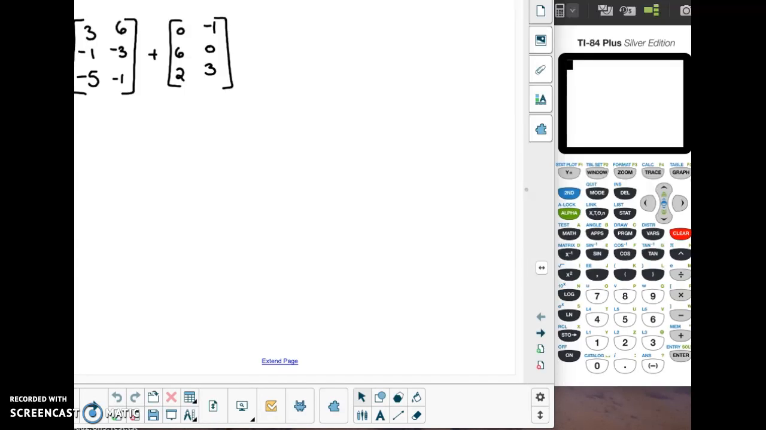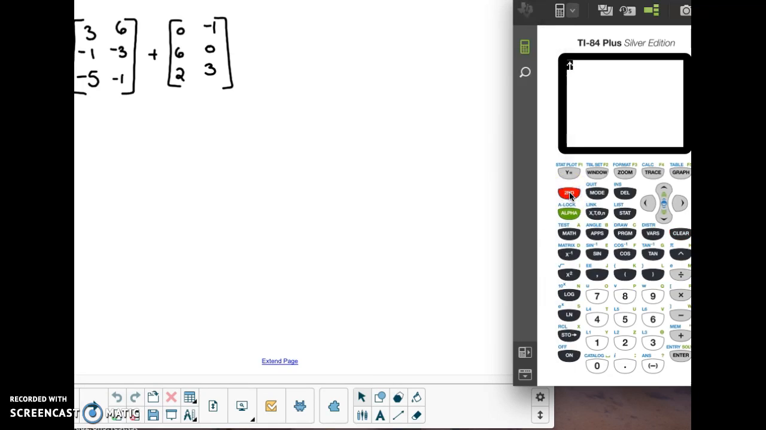Let's use our graphing calculators to do some basic matrix operations. First thing I'm going to do on my graphing calculator is push the second and then the matrix button. And we need to edit, so go to edit. And I'm going to choose matrix A, so I'm going to push 1.